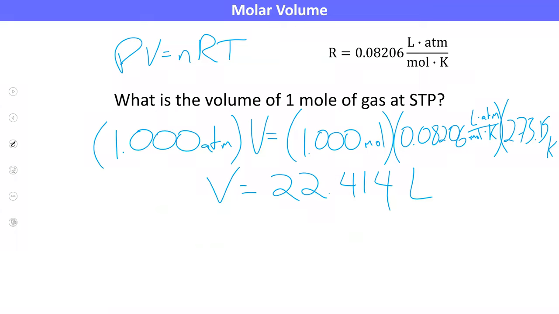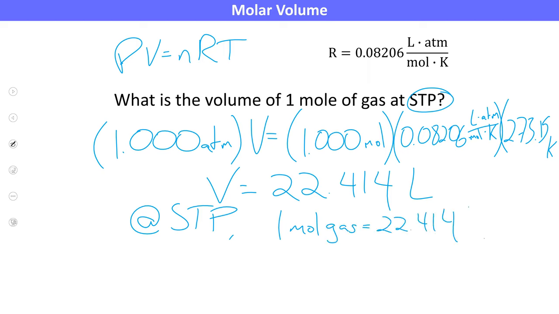the other valuable piece of having standard temperature and pressure described means it does actually allow us to use the ideal gas law as just a one-step conversion. Because if we know that we're at STP, the only things that are changing necessarily are moles or the volume, right? And this allows us to write a conversion that says at STP, one mole of gas equals 22.414 liters.